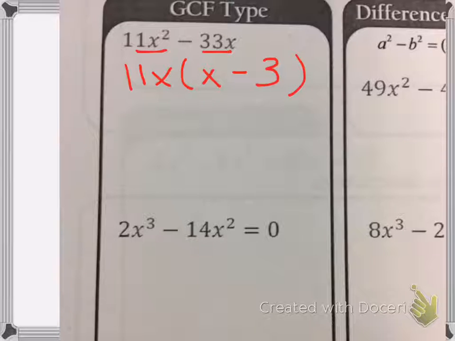Greatest common factor here, if I'm looking at it, they're both even numbers, so I know they have a 2 in common. And I can see that they both have x squareds. What do I multiply 2x squared by to get to 2x cubed? That's an x. What do I multiply 2x squared by to get to a negative 14x squared? That's a minus 7. It's still set equal to 0, so you could solve it if you needed to.